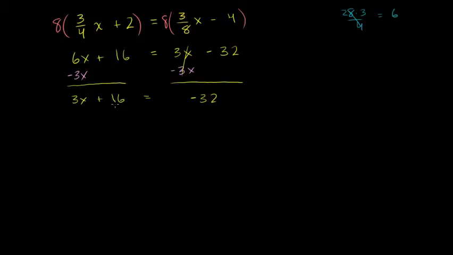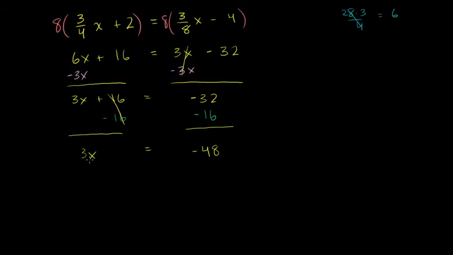Now, let's get rid of the 16 from the left-hand side. So to get rid of it, we're going to subtract 16 from both sides of this equation. The left-hand side of the equation just becomes this 3x here. These 16's cancel out. You don't have to write anything. Is equal to -32 minus 16 is -48. So we have 3x is equal to -48.